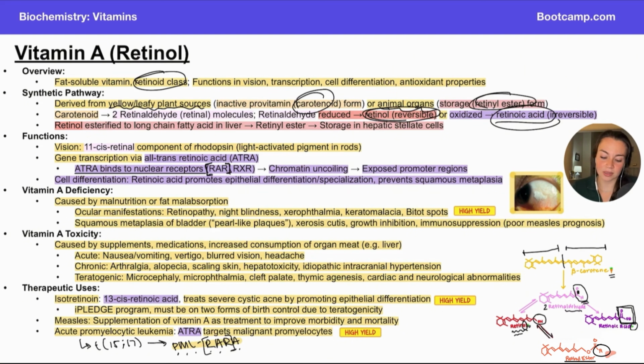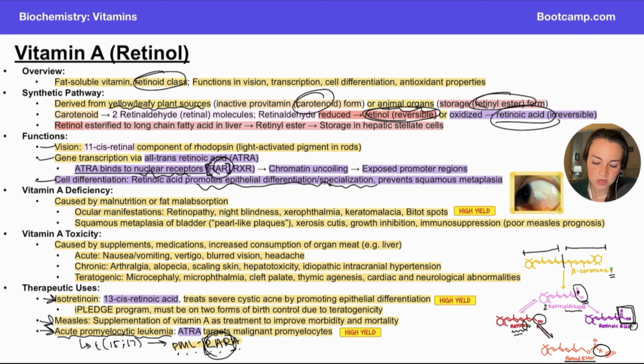These molecules had implications in vision, gene transcription, via activity on nuclear receptors like RAR, and cell differentiation, where they promoted epithelial differentiation and specialization. We could use some of those functions therapeutically, like in isotretinoin to treat acne, or we could use all-trans retinoic acid and its activity on the nuclear receptor RAR to treat acute promyelocytic leukemia. We could also use it as part of the care for measles.